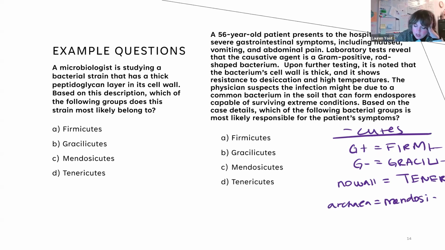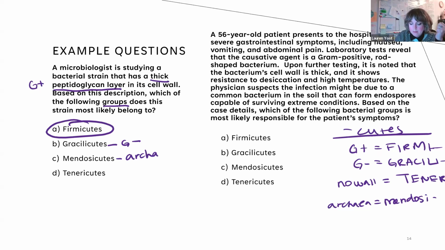A microbiologist is studying a bacterial strain that has a thick peptidoglycan layer in its cell wall, that sounds like gram-positive. Based on this description, which group does it belong to? Well, it's a gram-positive. Which group do the gram-positives belong to? The firmicutes. The gracilicutes are gram-negative. The mendosicutes are Archaea. And the tenericutes are the no wall, which is really just mostly our mycoplasmas.